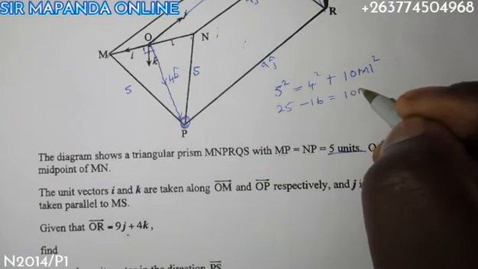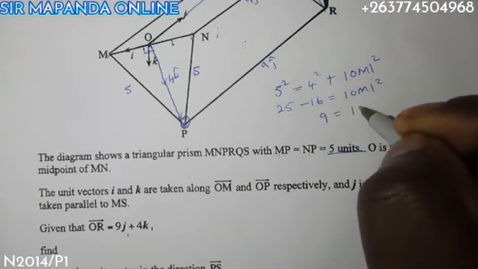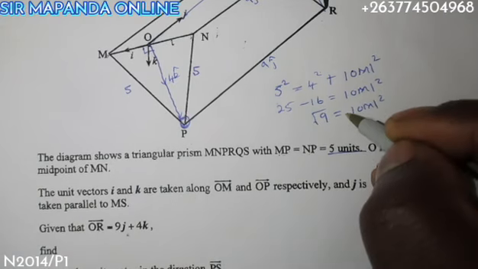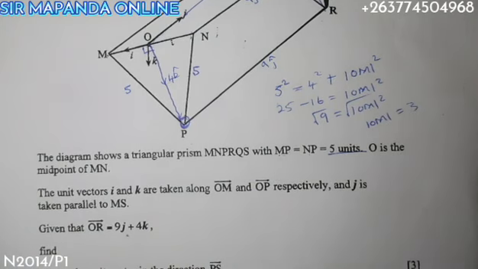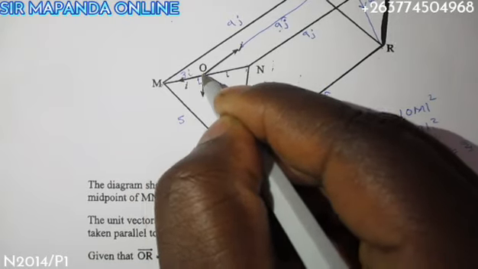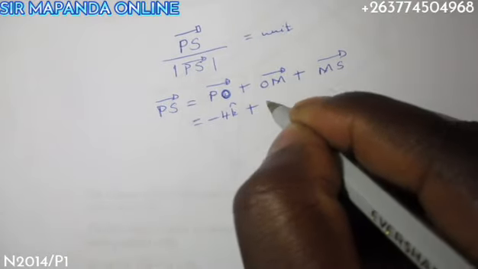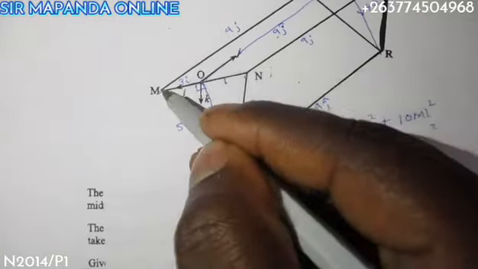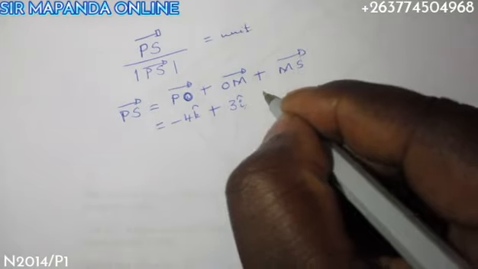It's equal to modulus of OM squared. So this is 9 equals modulus of OM squared. Then you put the square root on both sides. It simply means modulus of OM is equal to 3. So from O to M, we have 3i. So I'm going to say plus 3i here. Then from M to S is the same as O to T. So this is plus 9j.